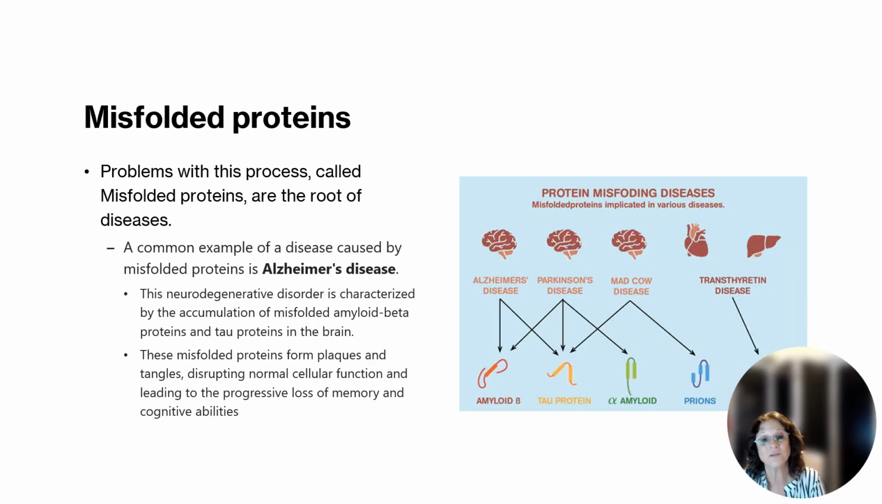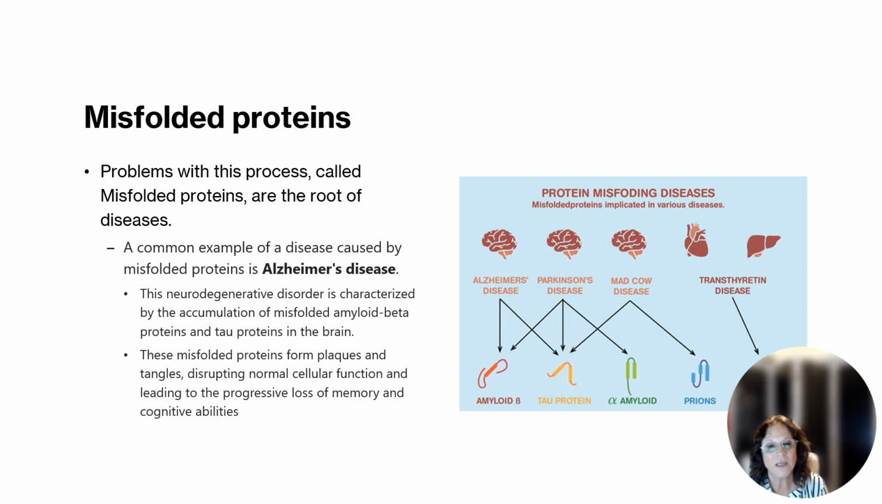And that can result in misfolded proteins. So misfolded proteins are the root of many different diseases. One common example is Alzheimer's disease. This is actually a neurodegenerative disorder in your brain. Neuro means nervous system, and degenerative means it's falling apart, basically.